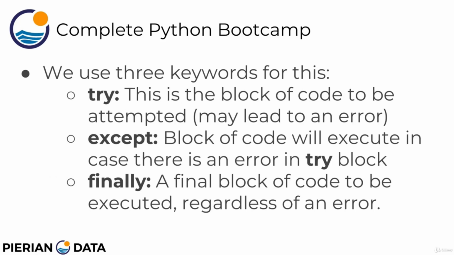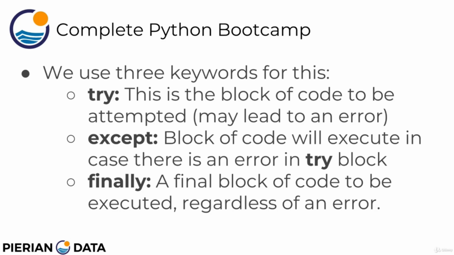Now there's three keywords for this entire process of exception handling, and it's the try, except, and finally keywords. And these are all going to have a block of code associated with them. Under the try block of code, that's the block of code that's going to be attempted, and this may or may not lead to an error. Once you try the actual try block of code, if there is an error, you have the except block. This is a block of code that will execute in case there's any error inside of that try block. Then you have a finally block of code, which is always executed whether or not there's an exception or error occurring.